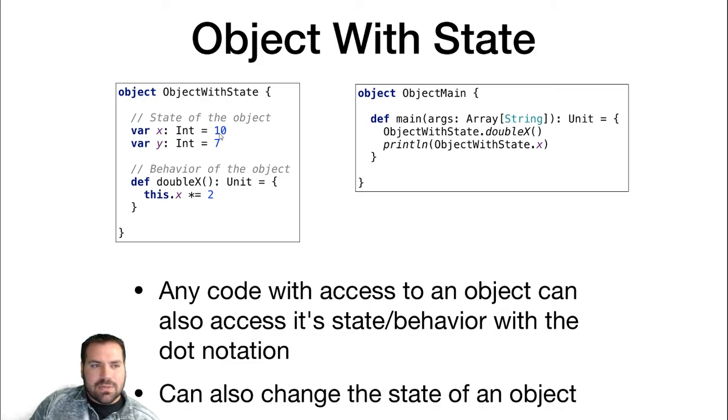And when I print, this will actually be 20. It's going to go to ObjectWithState. It's going to see that that was doubled by calling doubleX. And anywhere else in my code too, if I have code way further away in some other file somewhere, and it calls ObjectWithState.x and prints that to the screen, it's also going to see that change of 20. So we can change the state from outside of the object itself.